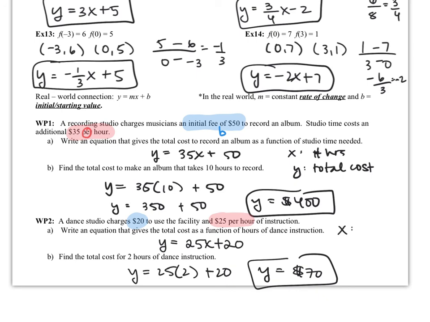And I actually forgot to identify my variables where x is the number of hours and y is the total cost. And so then I can use that to find the total cost for 2 hours of instruction by replacing x, which is my number of hours, with 2. 25 times 2 is 50, plus 20 is 70, and so it would cost $70 to have 2 hours of dance instruction.